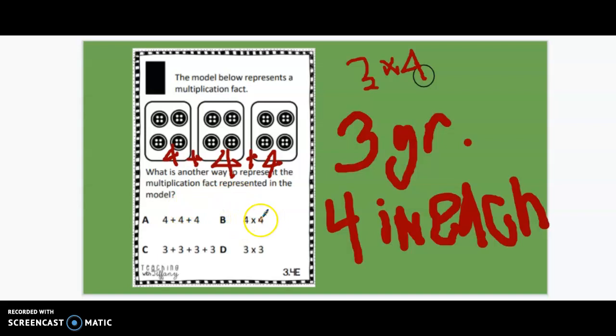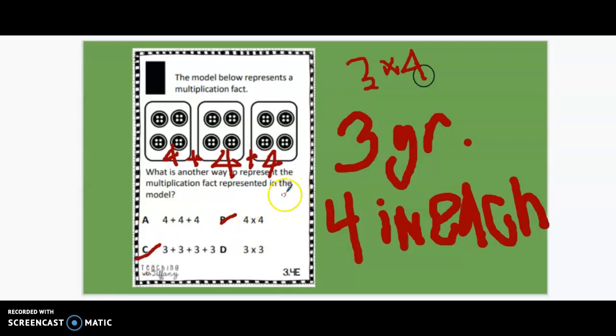4 times 4. If this was 4 times 4, that would be 4 groups with 4 in each group. And I don't have 4 groups. I only have 3 groups. 3 plus 3 plus 3 plus 3. That would be 4 groups because I have 1, 2, 3, 4, and 3 in each group. And that is not what we have. We have 3 groups with 4 in each.